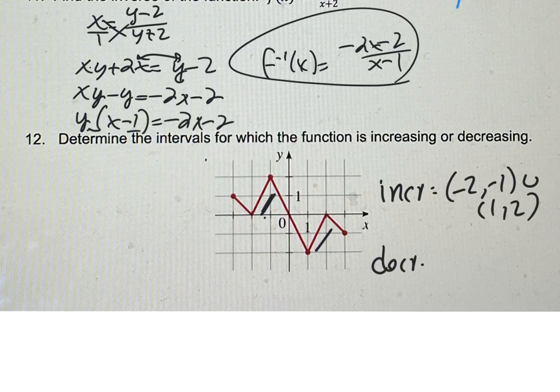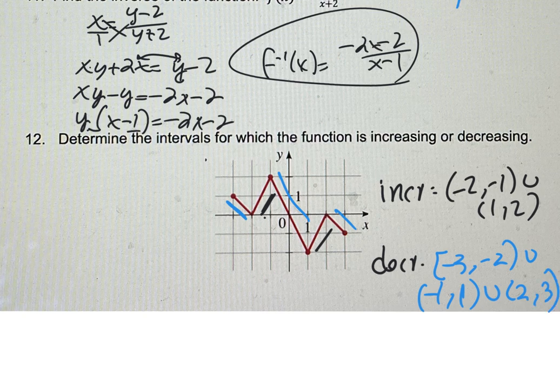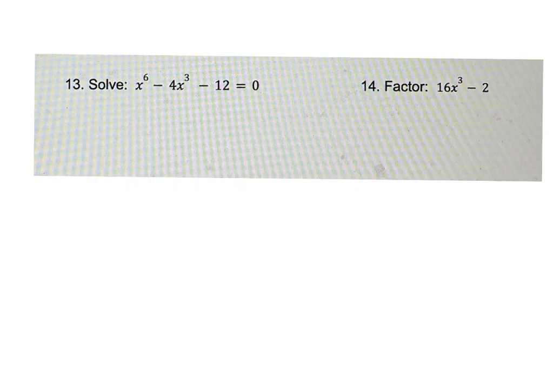That's all the increasing. It's decreasing there to there, from negative 3 to negative 2. Also decreasing there to there, which is from negative 1 to positive 1. And also decreasing there, which is from 2 to 3, I think. Yeah, that's it. Use x's. Again, use x coordinates. All right, last two.